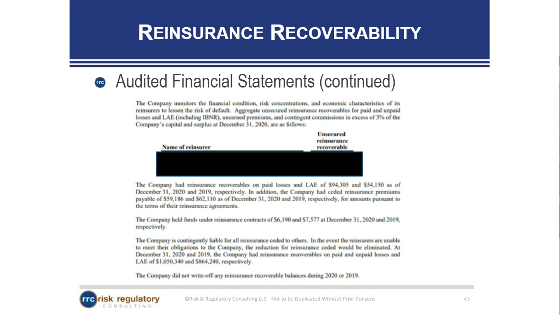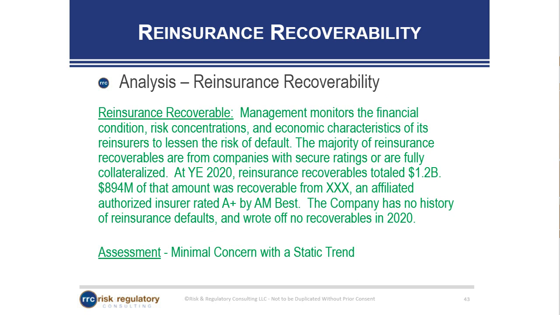Continuing with the audited financial statements, they point out the largest reinsurers, or the ones with the largest reinsurance recoverable. In addition, at the very bottom, you can see that the company didn't write off any reinsurance recoverable balances in the last 2 years, which again is another indication that management believes that credit risk is not significant related to reinsurance. So when you take all those together and do your facts-based assessment, in this case, you might conclude that management monitors the financial condition, risk concentrations, and economic characteristics of its reinsurers to lessen the risk of default.